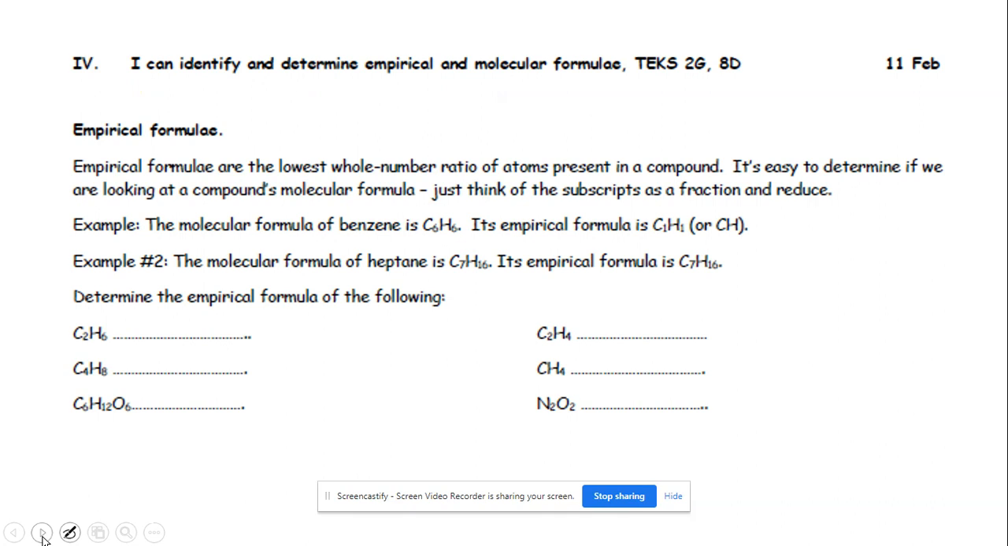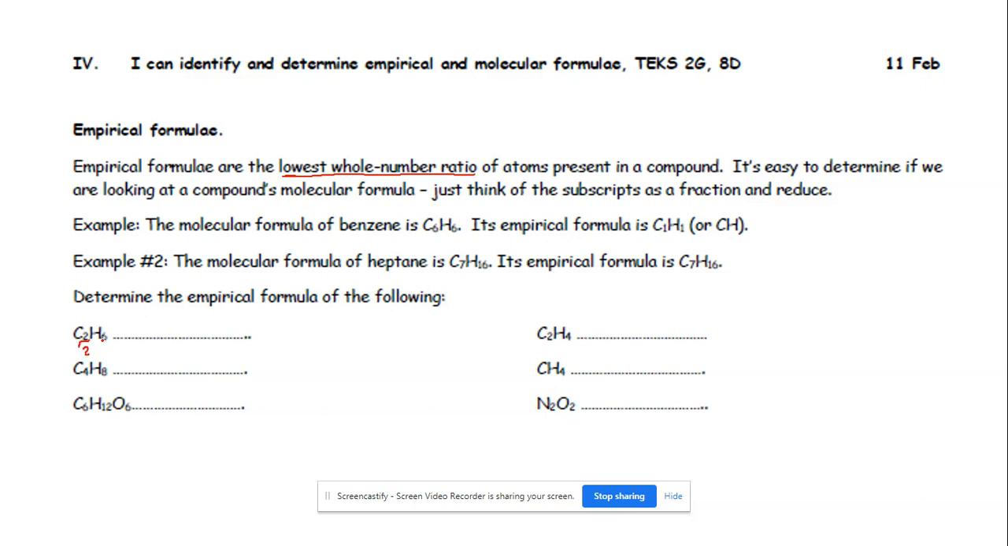So to start off, looking just at empirical formulae, this is easy going from molecular to empirical. Because you know the definition of empirical formula is simply that lowest whole number ratio of all of the subscripts in the formula. So if we're looking at C2H6, I figure out what is the greatest common factor between 2 and 6. That would be 2.